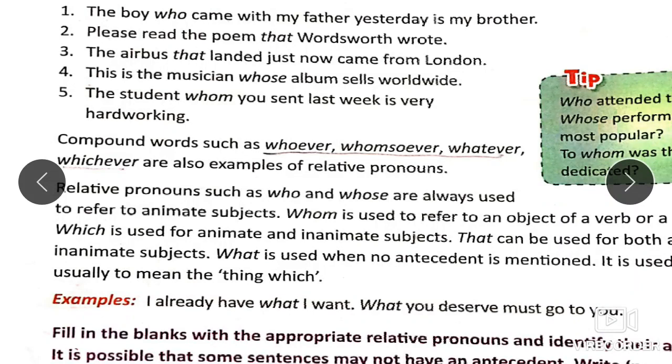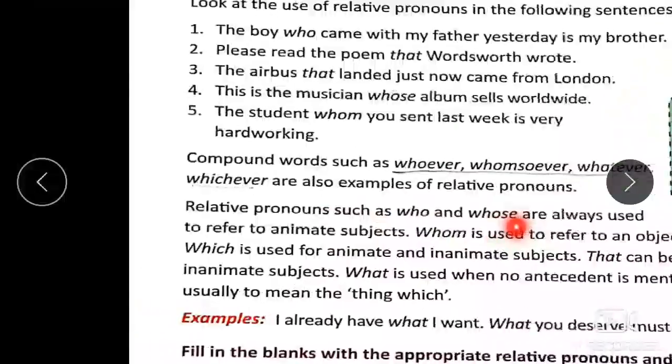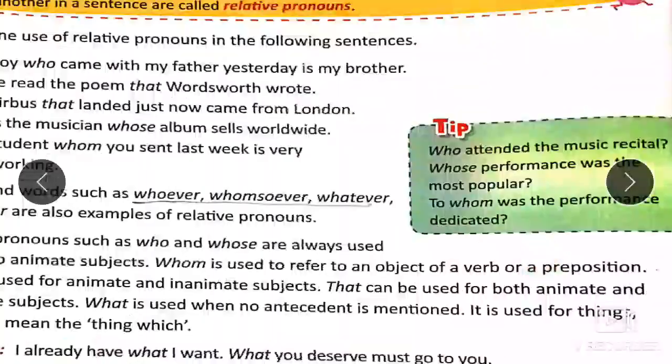Relative pronouns such as who and whose are always used to refer to animate subjects. Remember, for inanimate subjects, we do not use who or whose. We always use who or whose for animate subjects, especially for human beings. Whom is used to refer to an object of a verb or a preposition. Let us consider an example. You can see this example given here in the tip in the green box above.